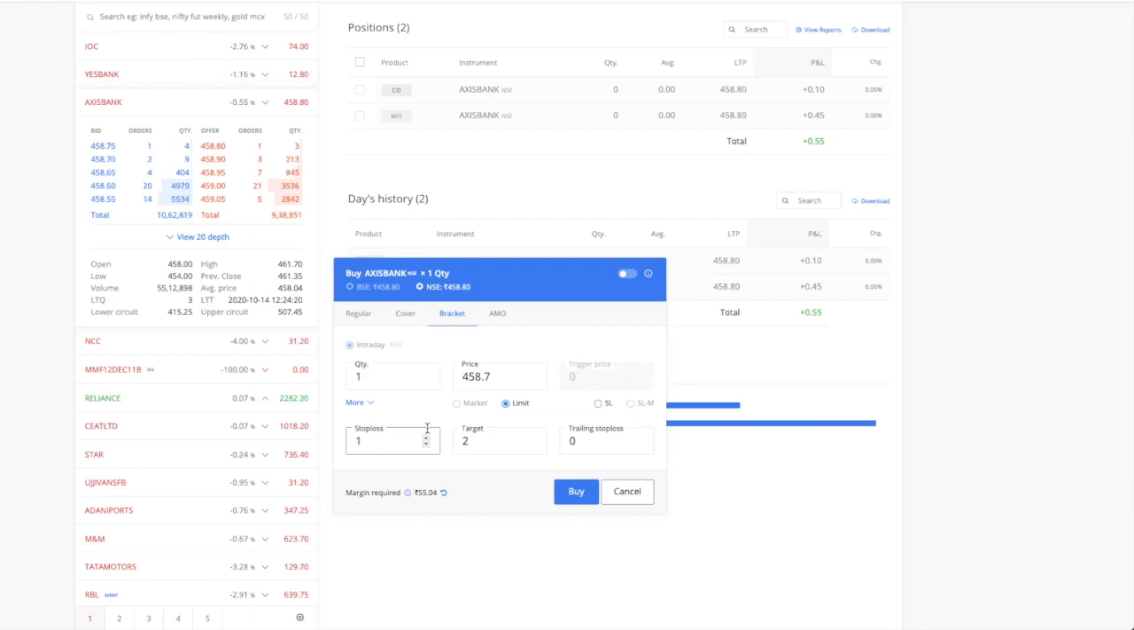Okay, I'll give you an example. We have bought at 458. Let's say price has reached 461. Okay, so your target is reached. So you book your profits and automatically the other order will get cancelled.